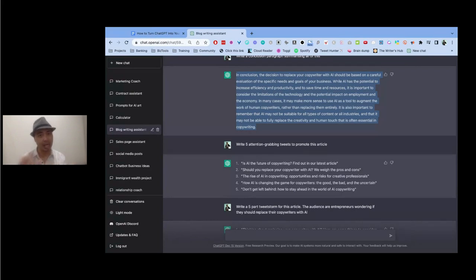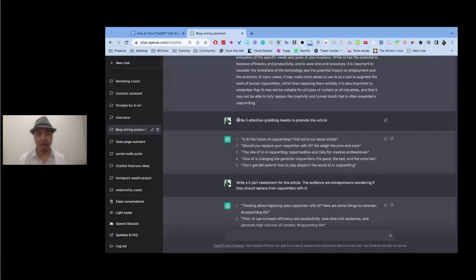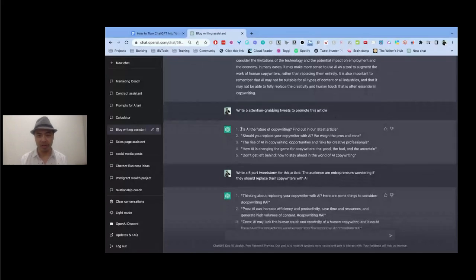So now we're adding a human layer on top of the AI layer, right? And that's very important. I'm going to share why shortly. And then we haven't finished yet. What I wanted to get my blog writing assistant to do was to help me then promote the article. And I asked it to write 5 attention-grabbing tweets to promote this article. And it gave me 5 suggestions.